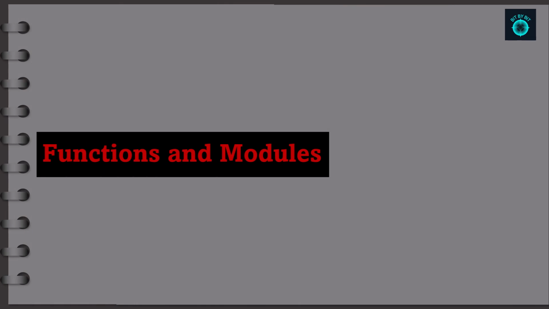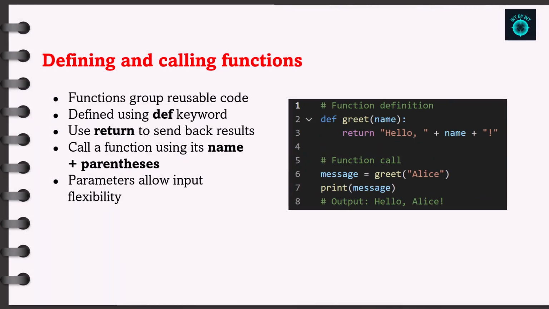Functions and modules. Defining and calling functions. Functions allow you to group reusable code into named blocks. To define a function, use the def keyword followed by a function name, parentheses, and a colon. Inside the function, you write the code to run when it is called.